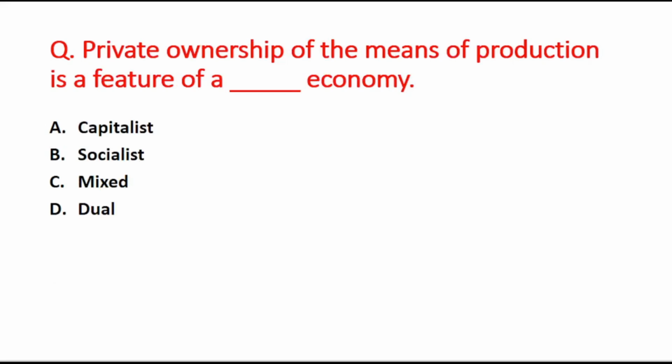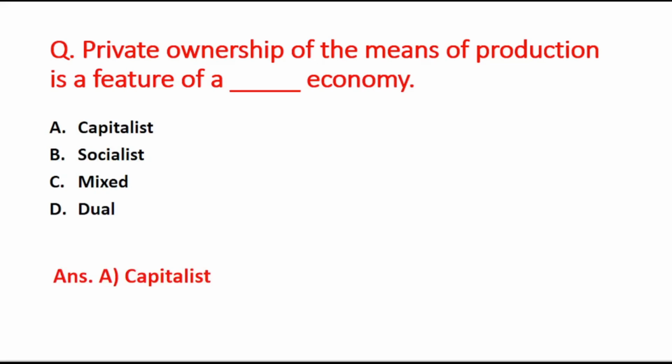Next is, private ownership of the means of production is a feature of a blank economy. A option is capitalist, B option is socialist economy, C option is mixed, and the D option is dual economy. The right answer is option A, that is capitalist economy.